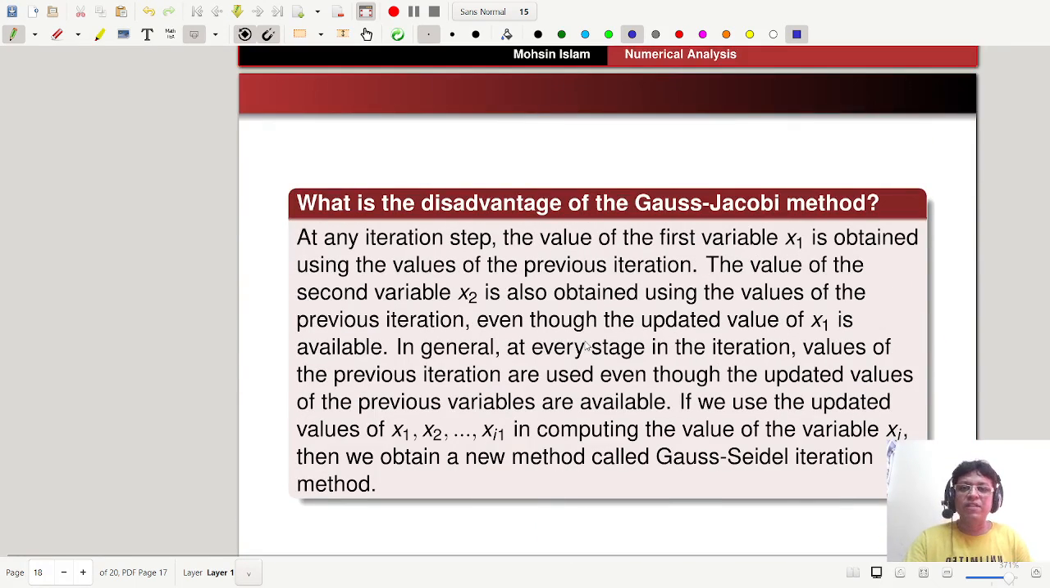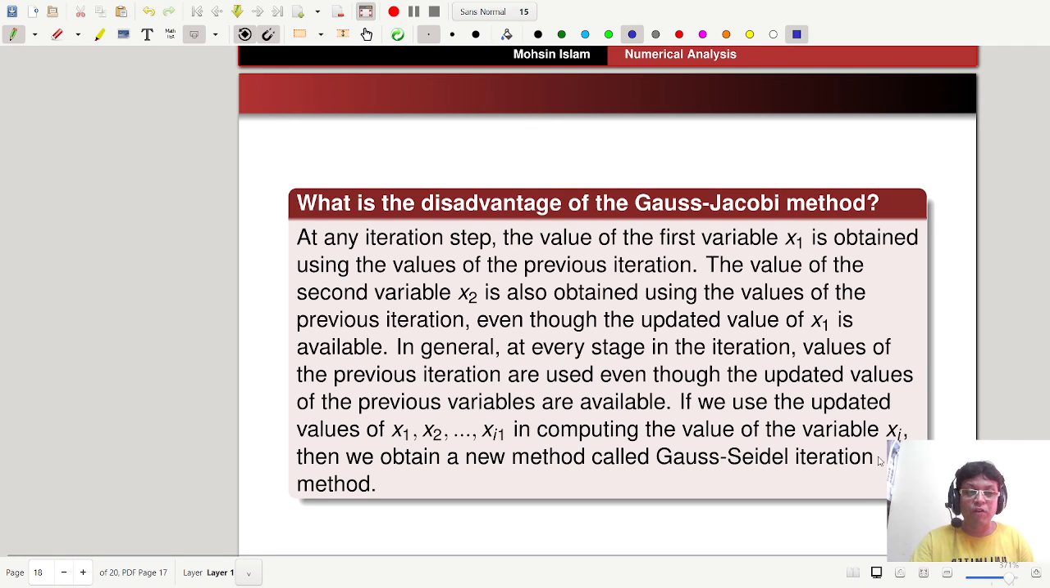And lastly, I will say about the disadvantage of the Gauss Jacobi method. Already explained that disadvantage. At any iteration step, the value of the first variable x1 is obtained using the values of the previous iteration. The value of the second variable x2 is also obtained using the values of the previous iteration, even though the updated value of x1 is available. In general, at every stage in the iteration, values of the previous iteration are used, even though the updated values of previous variables are available. So this is the disadvantage.